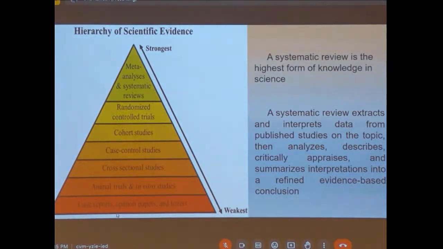If you see the hierarchy of scientific evidence, the case reports, opinion papers, letters, case control studies, cohort studies, randomized control trials, all this if you see, the strongest is systematic review and meta-analysis. A systematic review is the highest form of knowledge in the science. It extracts and interprets data from published studies on the topic and then analyzes, describes, critically appraises, and summarizes interpretations into a refined, evidence-based conclusion. That means it is a type of research. In this, what we do is only we go through all the published studies and the non-published studies and get to the data collection.